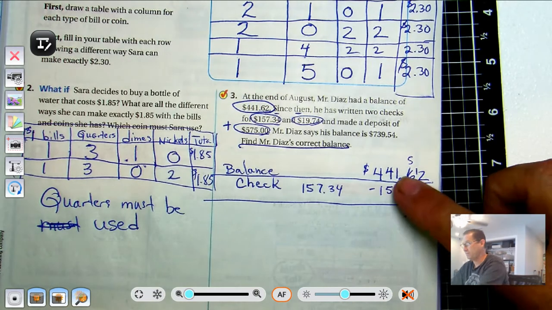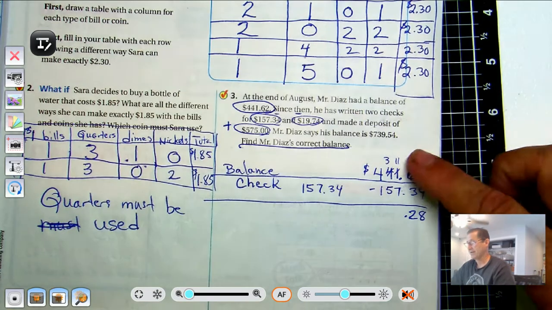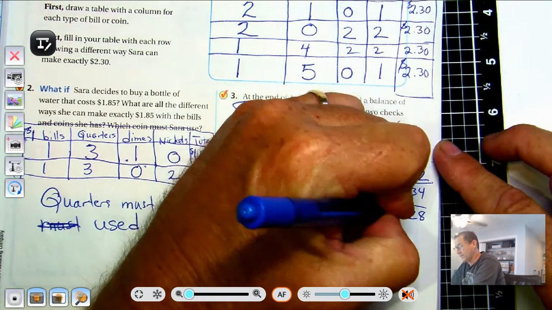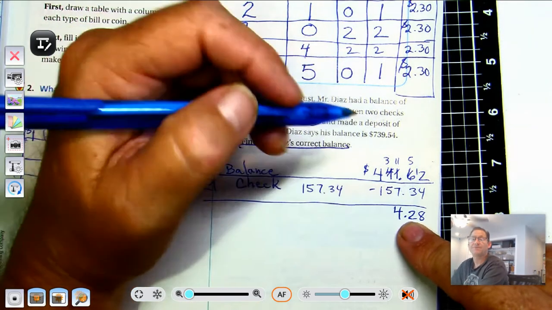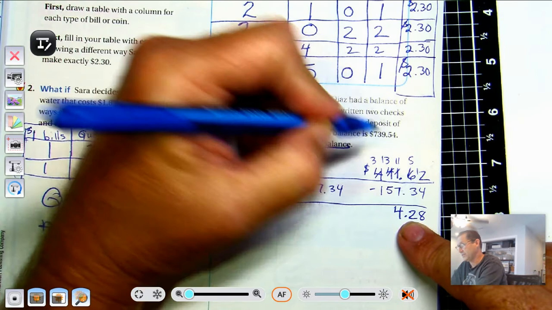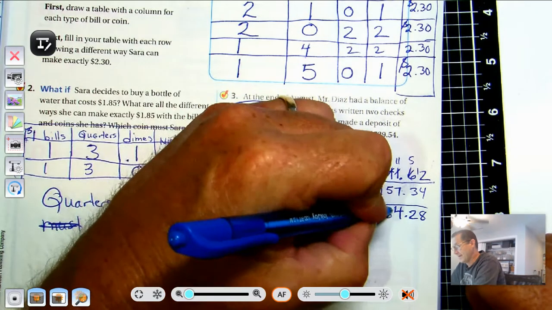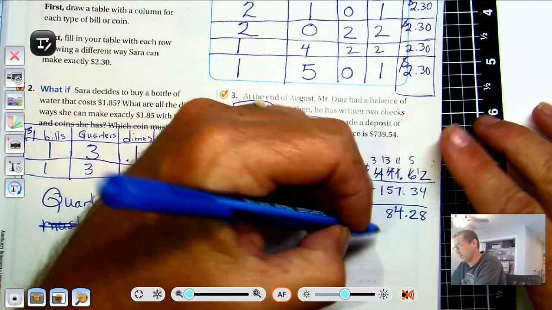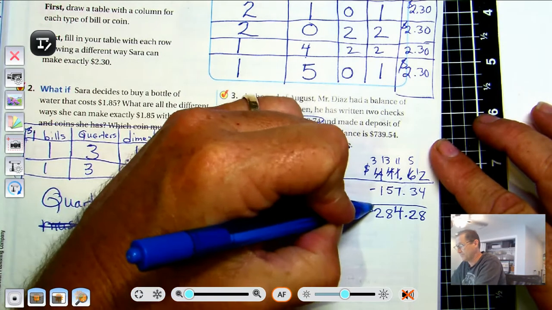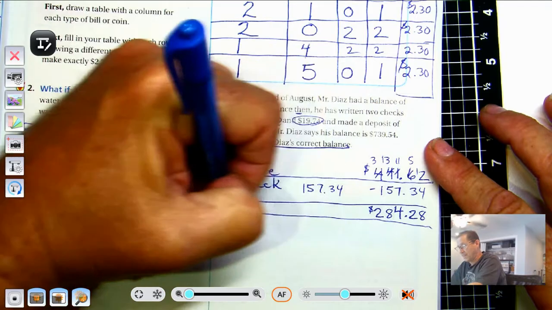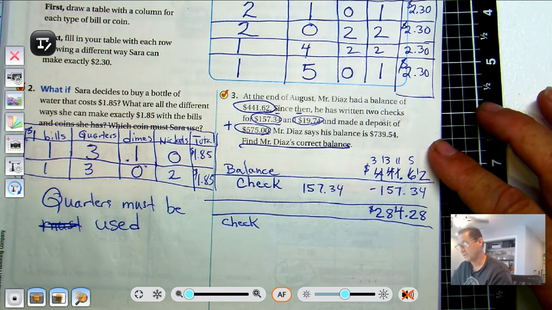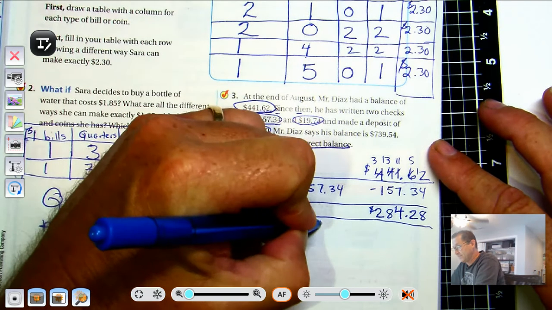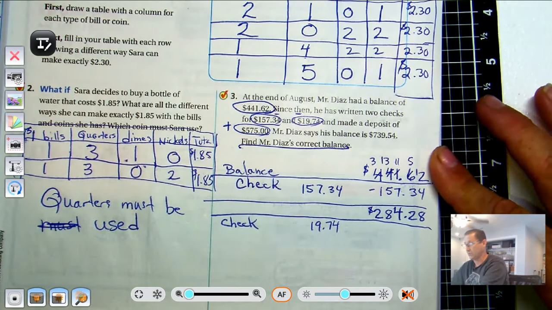I can't take 7 ones from 1, so I'm going to regroup. 11 ones take away 7 is 4 ones. Remember, we're moving to the ones now, so I put the decimal in front of the 2. 5 tens taken from 3 tens. Can't do that, so let's regroup from the hundreds. 13 tens take away 5 tens is 8 tens. And 300 take away 100 is $284. Then he wrote another check, and this time the check was in the amount of $19.74. So we're going to subtract that amount.